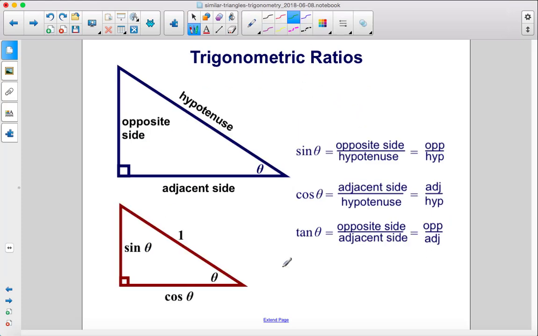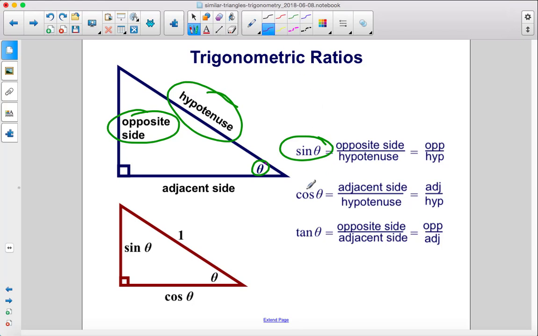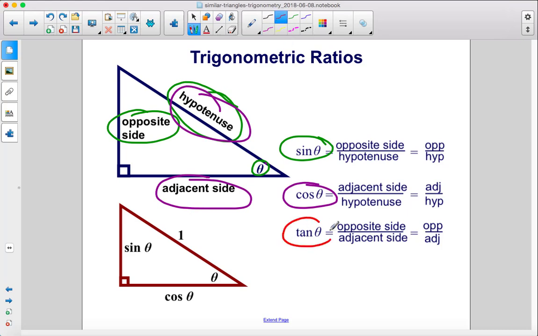Alright, so here's a little cheat sheet. We have sine theta, which is, here's theta. Sine theta is going to be our opposite side over the hypotenuse, opposite over hypotenuse. Cosine theta, here I'll color coordinate, cosine theta is going to be adjacent over hypotenuse. And tan theta is going to be opposite side over adjacent side.